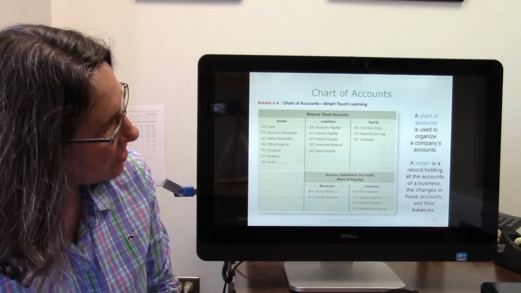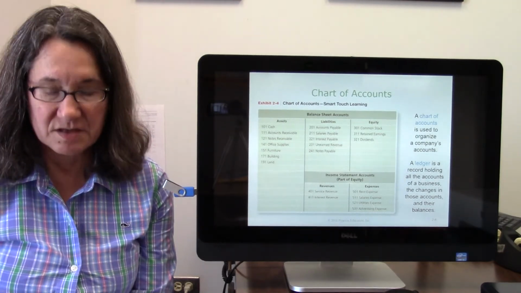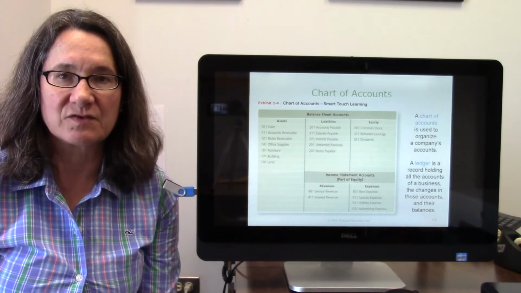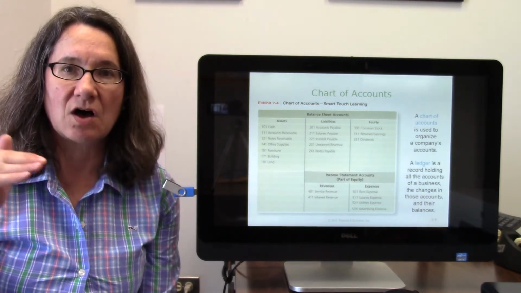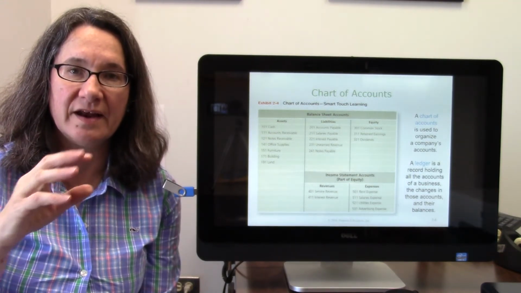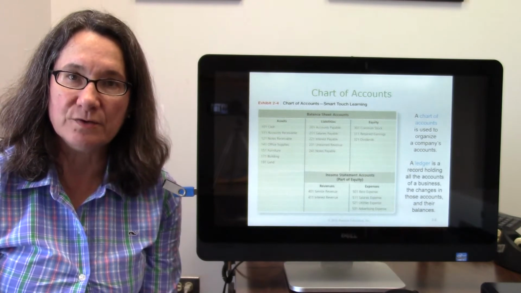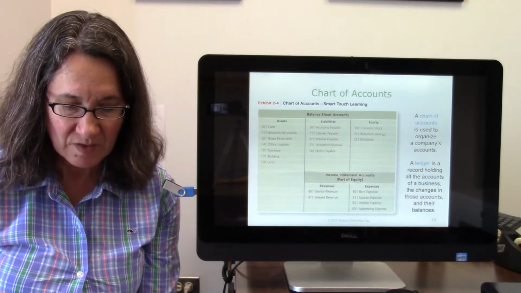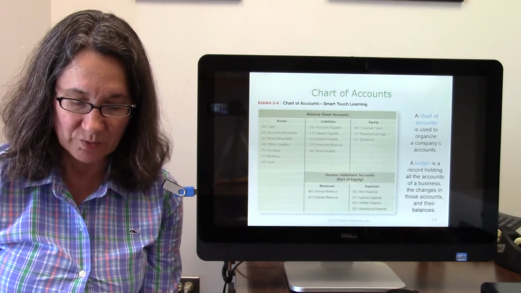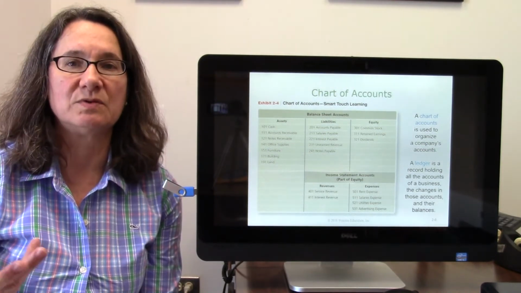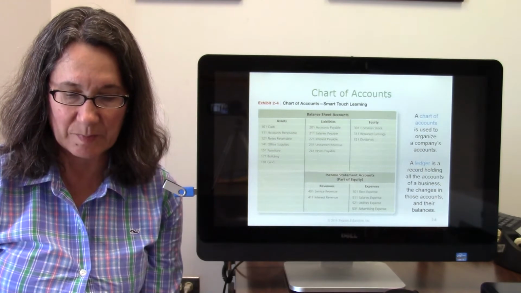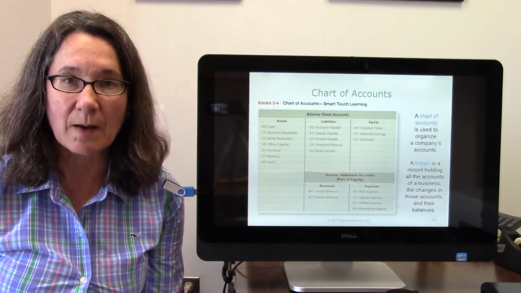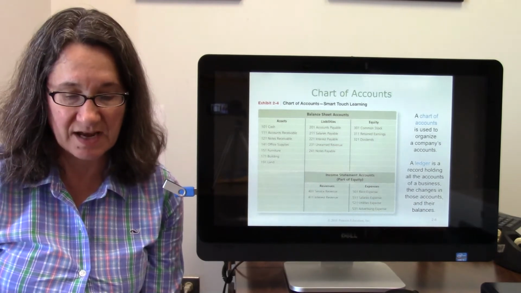Let's talk about a chart of accounts. You may recall from Monopoly that we have an actual chart of accounts for Monopoly. It tells us all the accounts in each category that we can use for keeping track of transactions at Monopoly. If you look at page 59 in your book, it gives you an example chart of accounts for a company called Smart Touch Learning. And you'll see it looks kind of similar to our Monopoly chart of accounts. It's just got some different accounts.